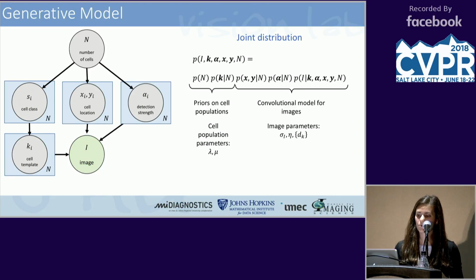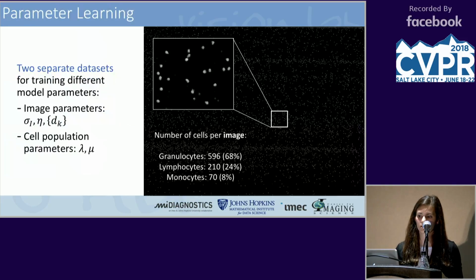So now that we have the model, we can write down the joint distribution, which has 2 pieces. One piece just incorporates the priors on the cell populations, and the second piece is a convolutional model for images. Each of these parts have parameters that we need to learn.